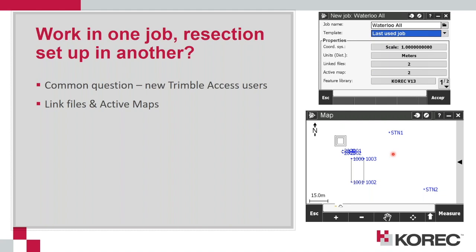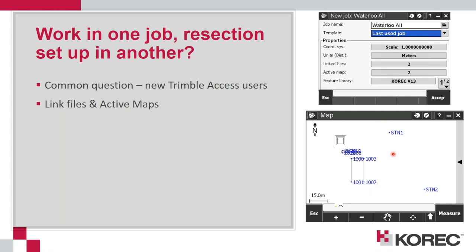However, we do understand that users, particularly those more familiar with using other manufacturers' equipment, might want to use different jobs and move between them during their site work. And with Access, this normally means a new station setup needs to be completed each time a new job is opened, and that can be a little inconvenient time-wise, particularly if you've got to walk to visit the control.